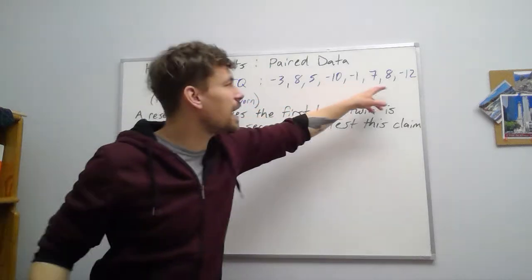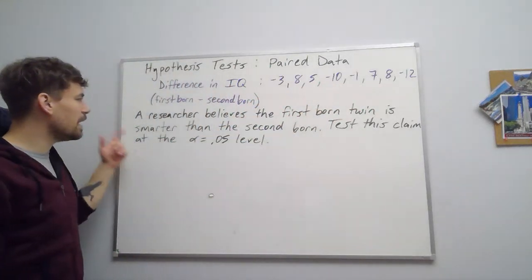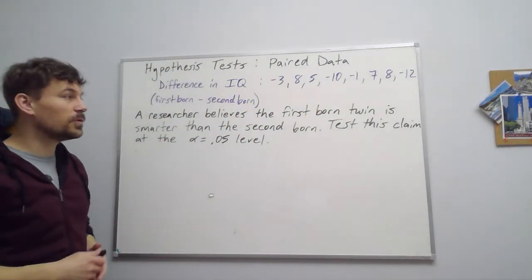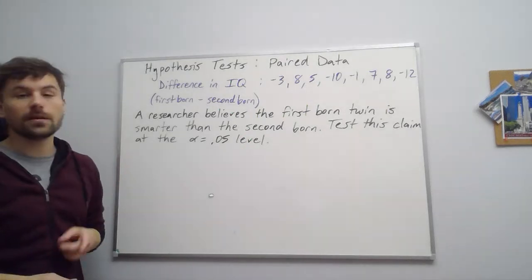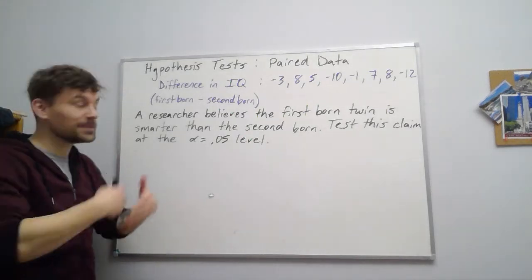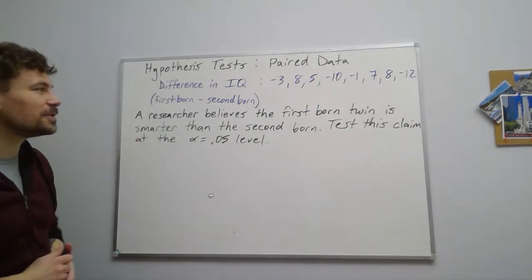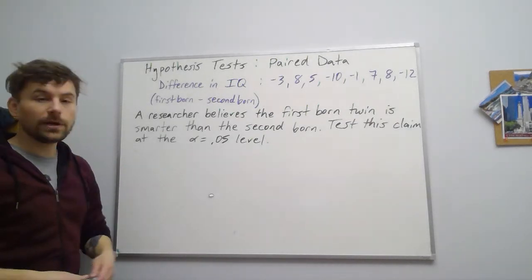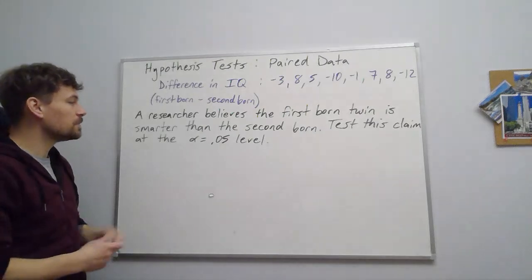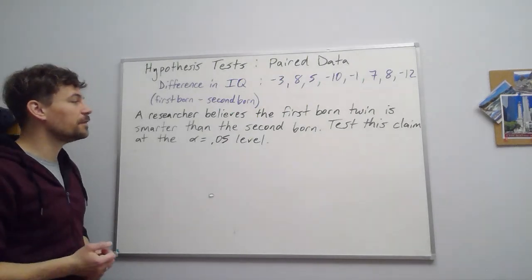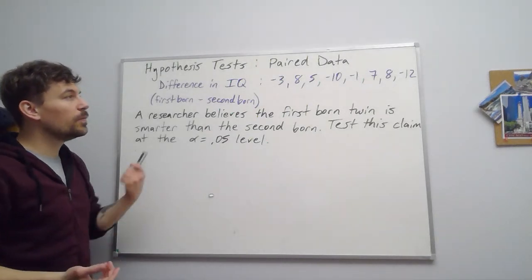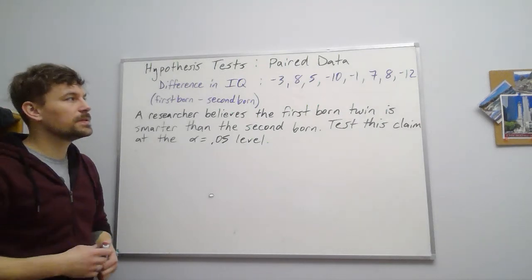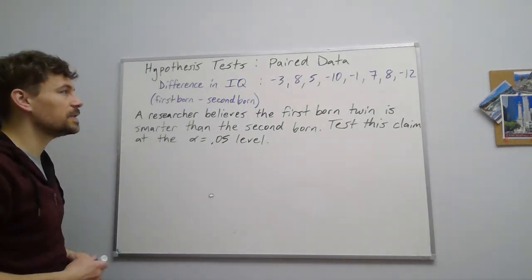So we get these values, and then a researcher believes that the firstborn twin is smarter than the secondborn for some reason. We're going to test the claim at the 0.05 level. So we've got our alpha of 0.05. Now, we want to run through this. We could run through this by hand, but we're going to show how to do this in our calculator.